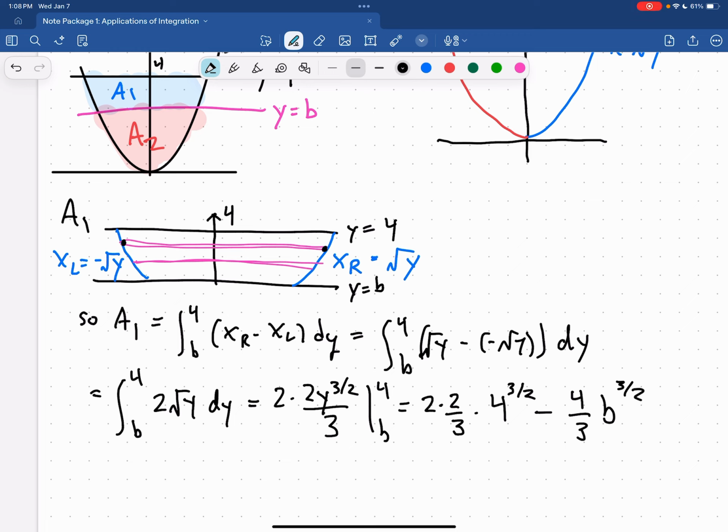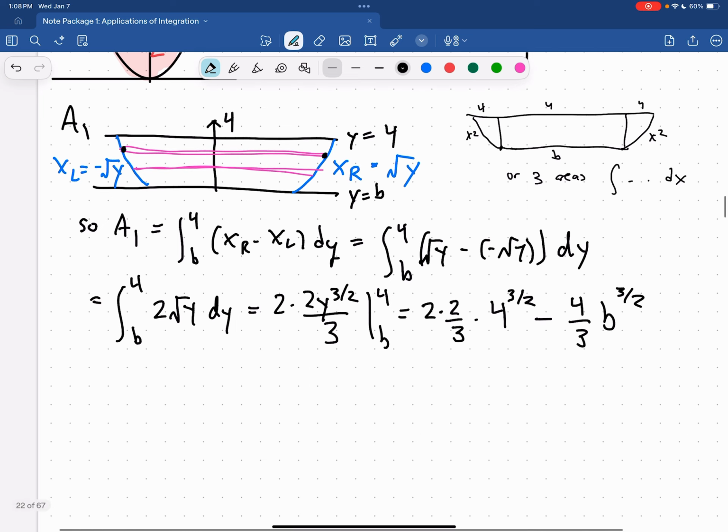Okay, so that was A1. And to recap, we could have instead looked at it as 3 areas. So if it's like this, we could have done it as y top is 4, y bottom is b for the middle part, and then have it as 4 minus x squared, then 4 minus x squared again. So we could have it as 3 areas, dx.